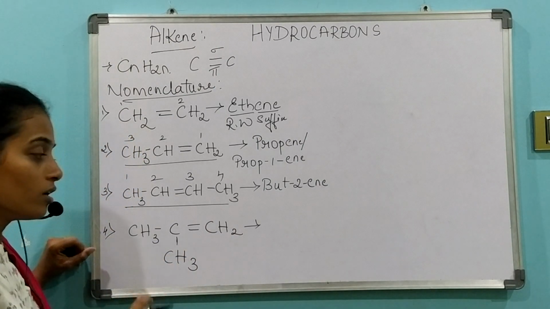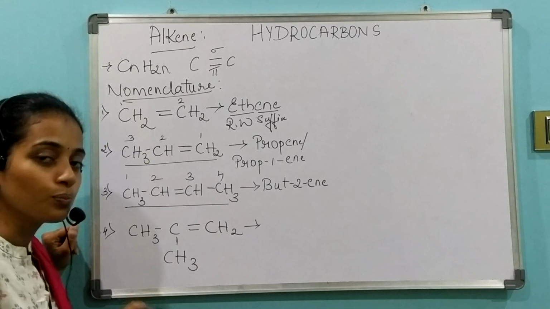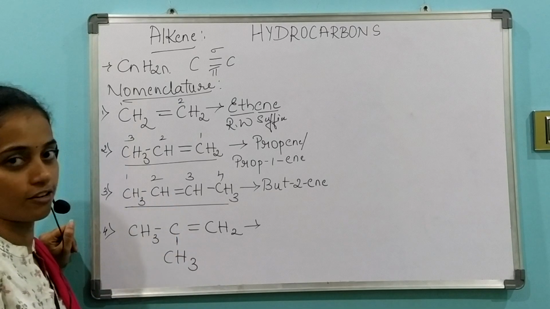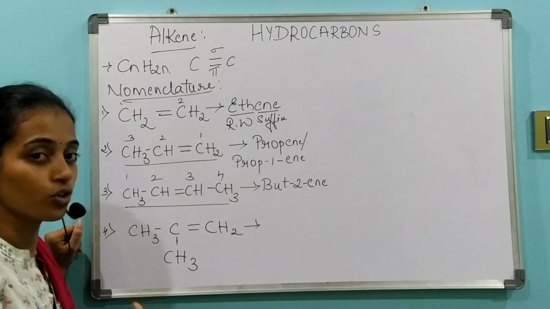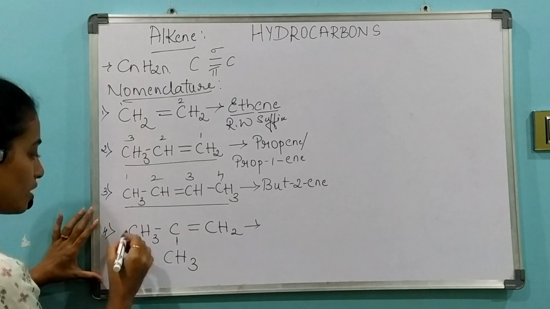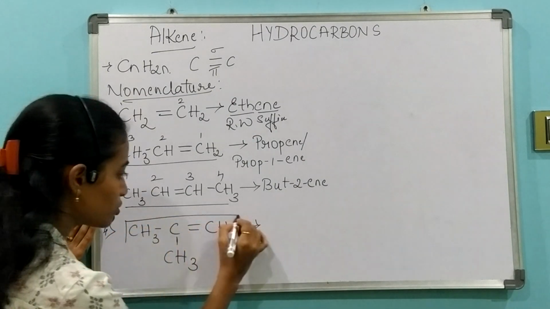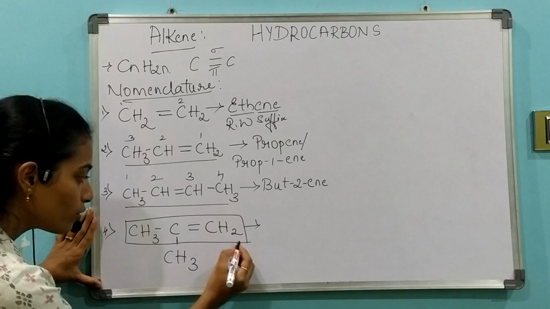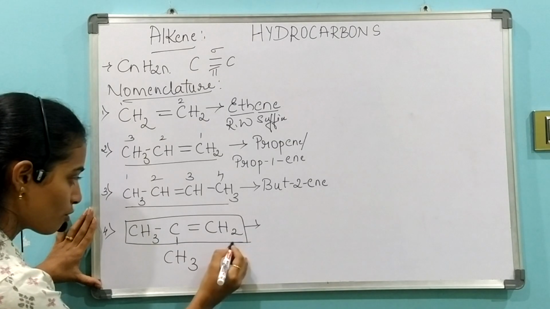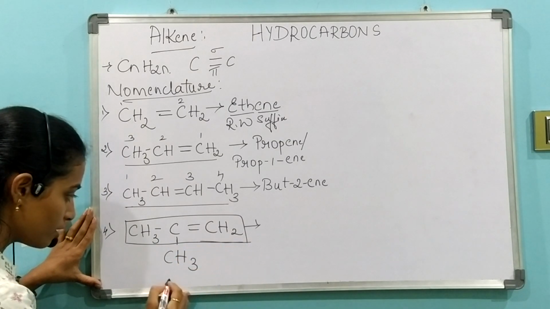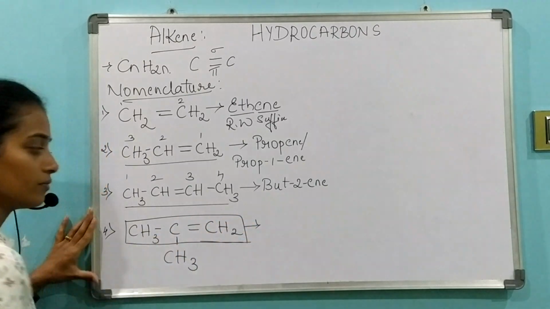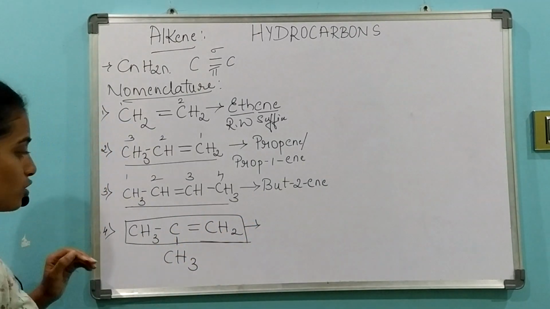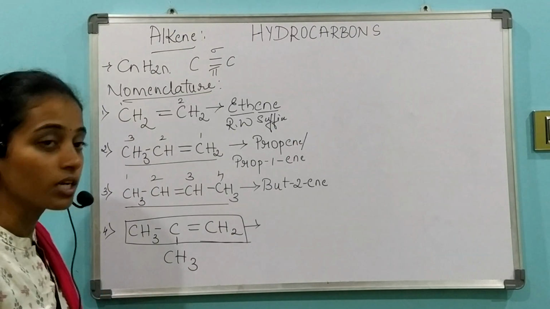Why so? While selecting the parent chain, it is compulsory that you have to involve your double bond in the parent chain. Either you can go for this option, or you can go for this option. Started from here and use this carbon here. Okay, so let us take this as a straight chain, and as I said you have to give the lowest number for the double bond.